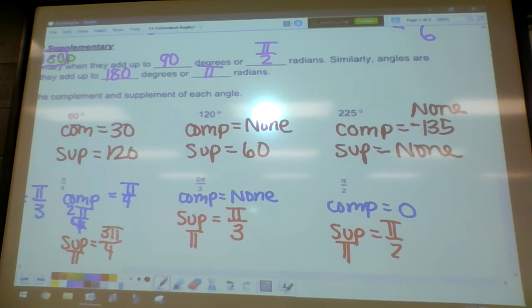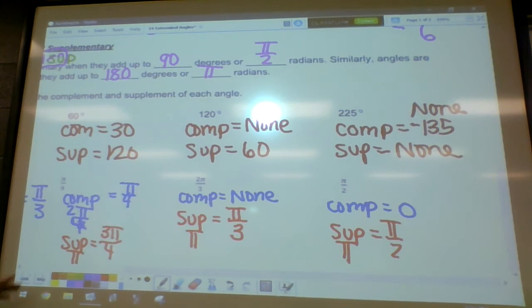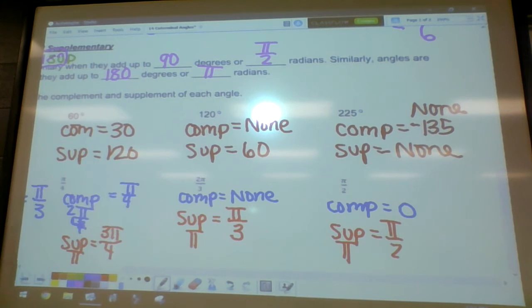So we got sidetracked a little bit on the complementary, supplementary angles. Nothing too crazy there. I will let you know that there's no additional homework practice on those, and it's not on your quiz on Thursday, okay? So just an FYI, a little side note.